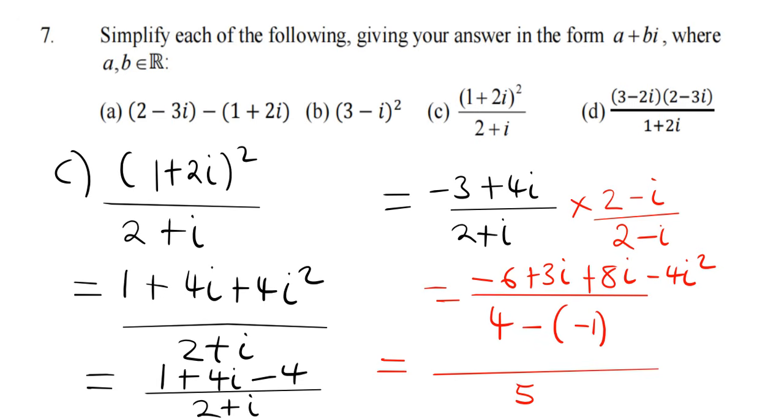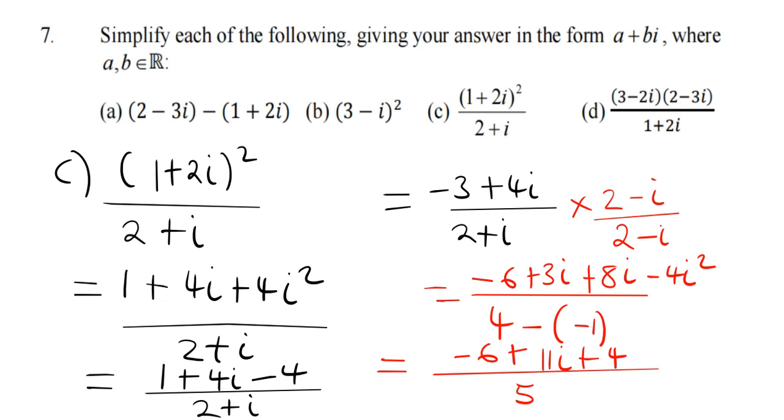Now when I solve what I have on top, what does it equate to? I'm going to have negative 6, then plus 3i plus 8i, that will give us 11i. Then we've got a negative here, then we've got i squared. i squared gives us a negative 1. Negative 1 multiplied by that negative, we're going to have a positive. Then we have a 4 there. Okay, so that is what we have.